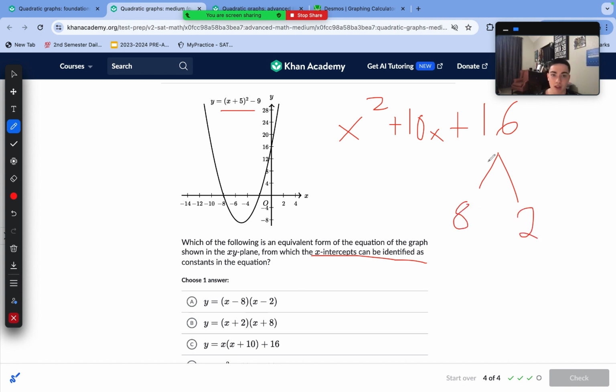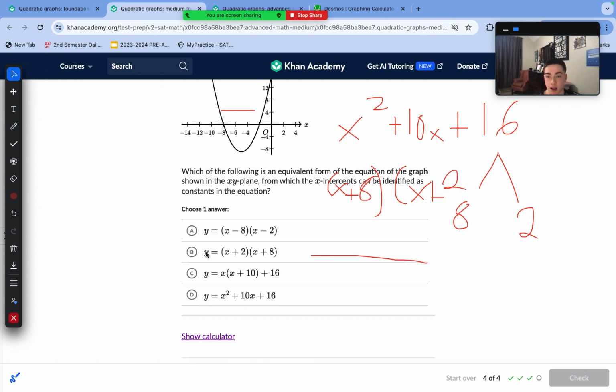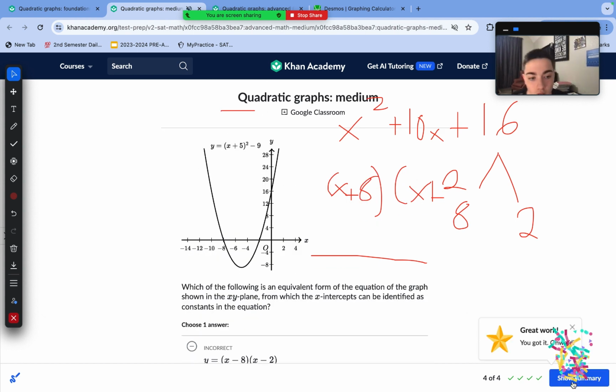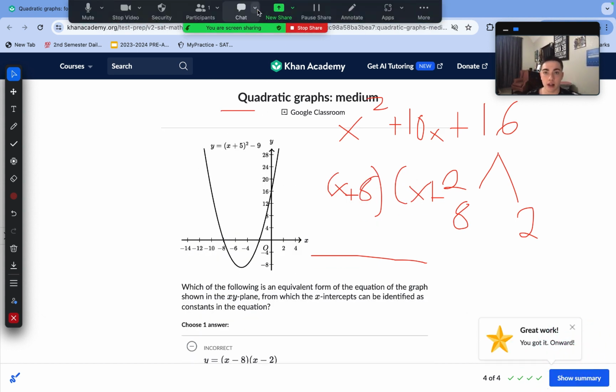8 times 2 equals 16. 8 plus 2 equals 10. So that means this factored form is simply (x + 8)(x + 2). So that would be the correct answer. Matches answer choice B. Onto our advanced difficulty level.